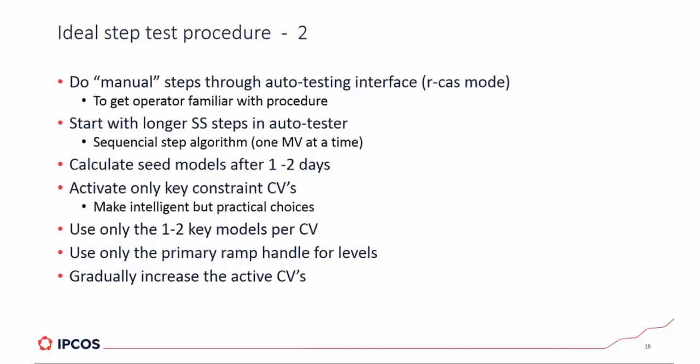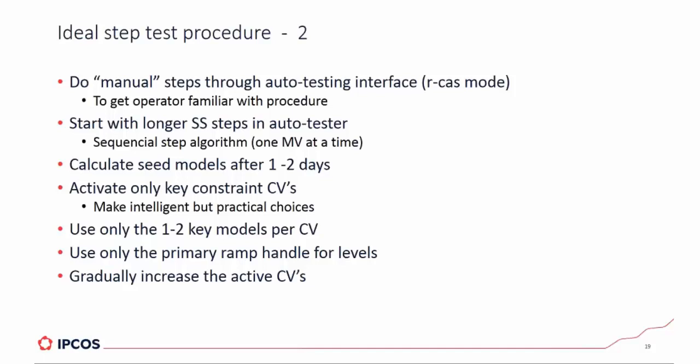After we have set up our auto testing application, it is often very useful to switch it on and have our MVs, our model inputs, in the RCAS mode, and then do the manual steps that we planned to do actually through the auto testing interface. This gets the operator familiar with the procedure of an automated step test very early. It also breaks the ice in terms of the fear that the operator may have of bad things happening on his plant due to auto testing.